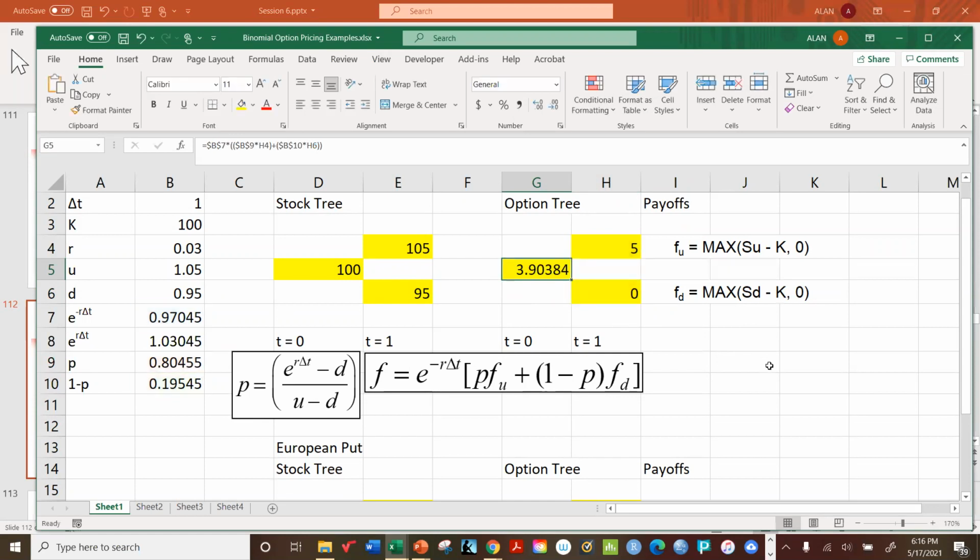And so here it's really quick and easy. This tells me that the call price is approximately $3.90. And it is based on these formulas. It's just that unlike the graph I was just showing you, this is only a 1-period model. But we can easily extend it to as many periods as we need.